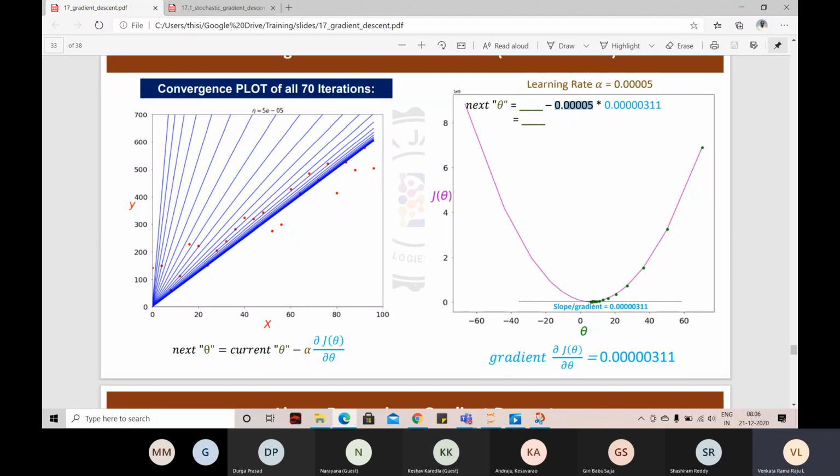Your question got answered, right? Yes. So even if it chooses a big number somewhere, the jump is going to be high because the slope is high. Even though you multiply with a small number, the slope is high, so the jump is going to be high.